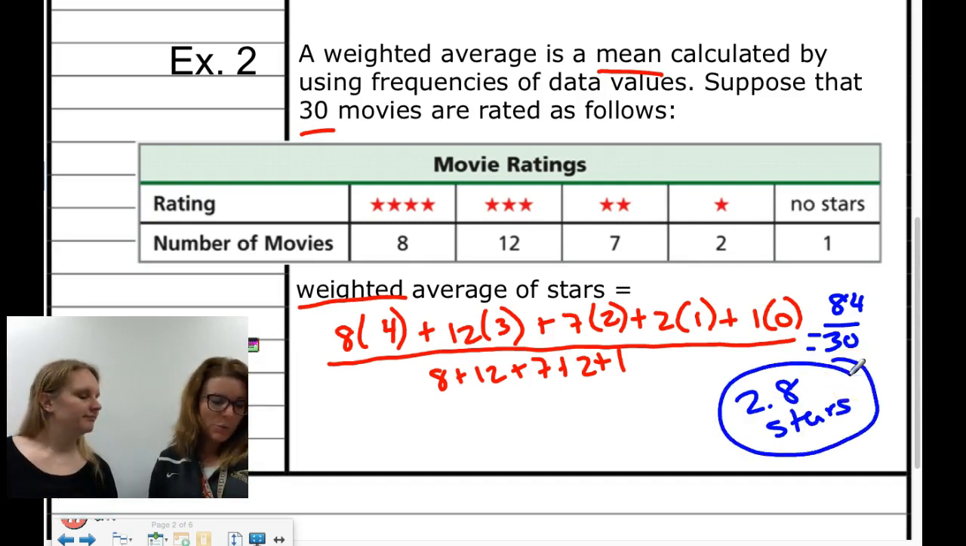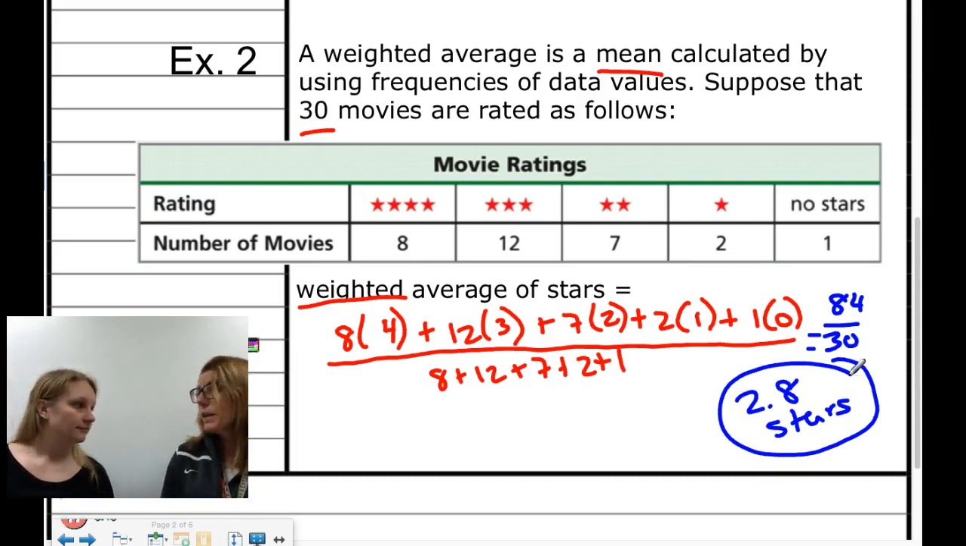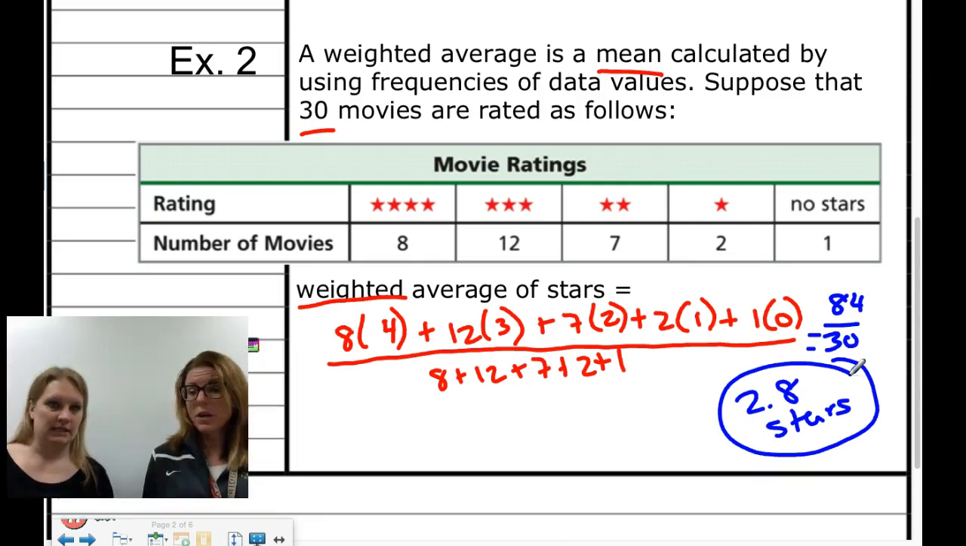Weighted average. And we're going to talk in class also, because think about your grade in this class. Your grade in this class is a weighted average. 60% is weighted for tests, 30% for quizzes, and 10% for homework. So obviously the tests are weighted way more heavy than the other categories.